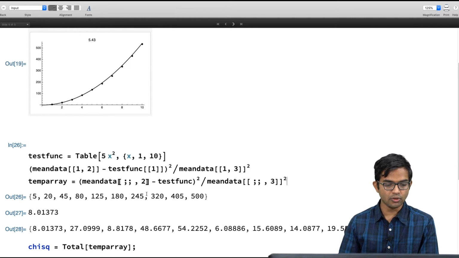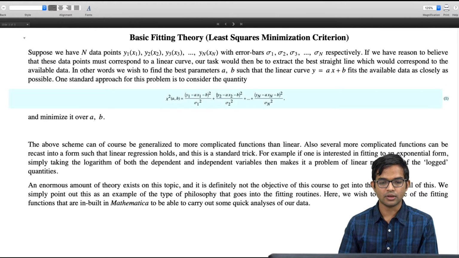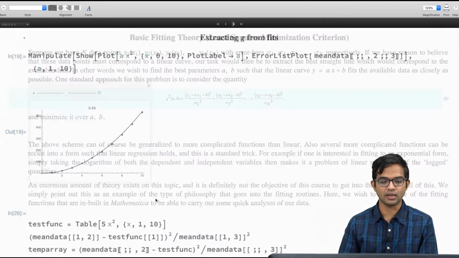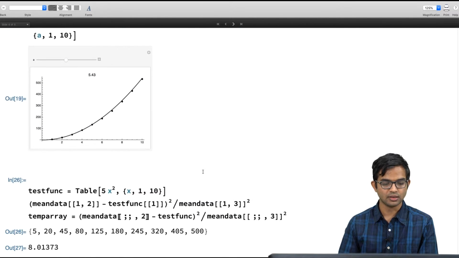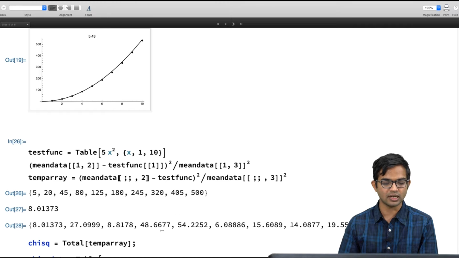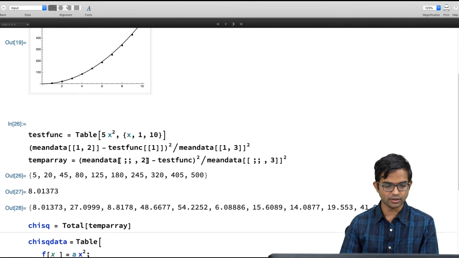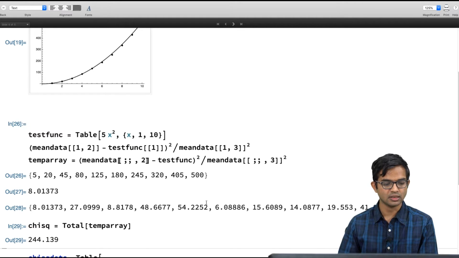Okay, now what do we want to do to calculate? I have shown you in the previous slide how to compute the first guy, the second guy, the third guy. All the n guys are stored as different members of this array, which is called temp array. So in order to find chi-square, I just need to sum this array, and so simply invoke this function called Total, and you're done. Basically, that's it.